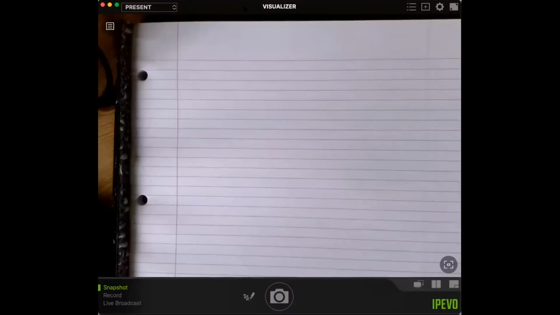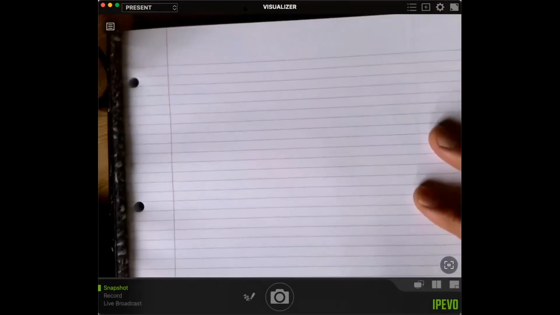Okay, so what I'd like to do is, and I'm just going to change my share parameters. Bear with me a second. I'm just going to concentrate on the visualizer. There we go. Okay, so you can see the visualizer window.